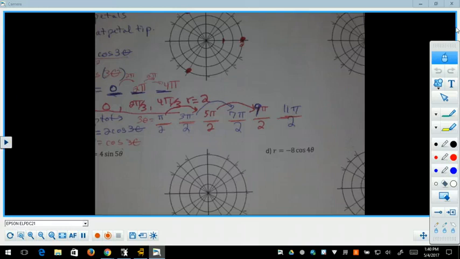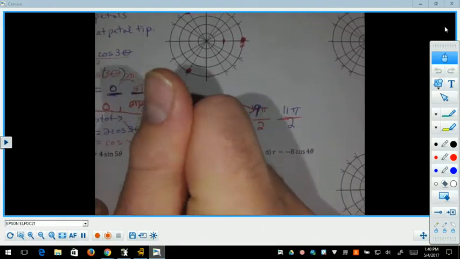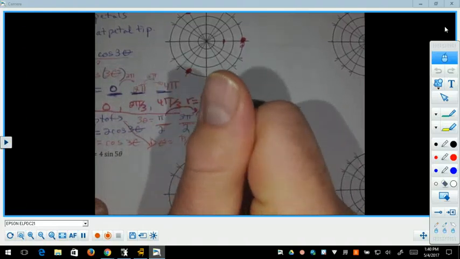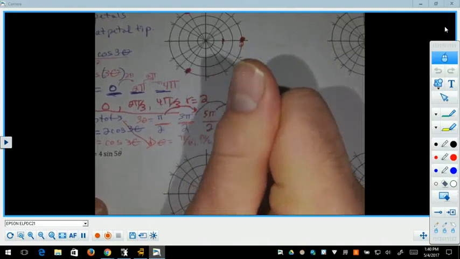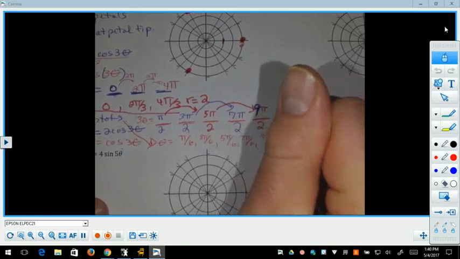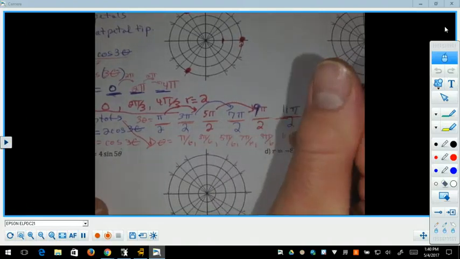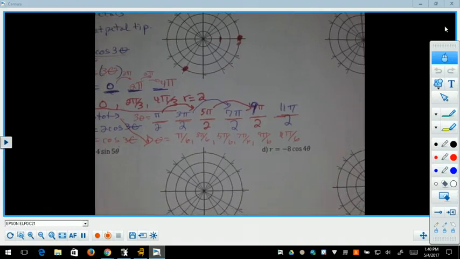Instead of dividing by 3, I'm going to multiply everything by 1/3. That gives me my actual, not petal tips, I'm sorry, asymptotes at pi over 6, 3 pi over 6, which is pi over 2, 5 pi over 6, 7 pi over 6, 9 pi over 6, which is 3 pi over 2, and 11 pi over 6, which thankfully are on our unit circle. They're not always going to be.